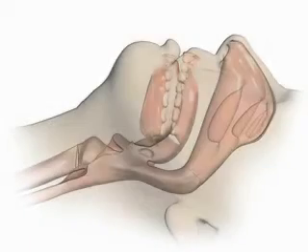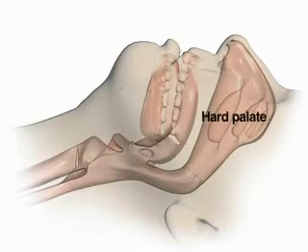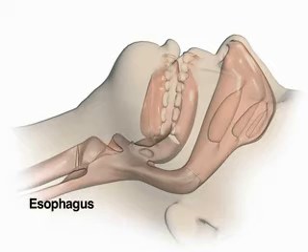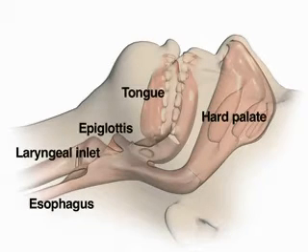This illustration shows the identity and location of the tongue, hard palate, epiglottis, esophagus, and laryngeal inlet. Review of these structures is helpful for understanding proper placement and potential difficulties.